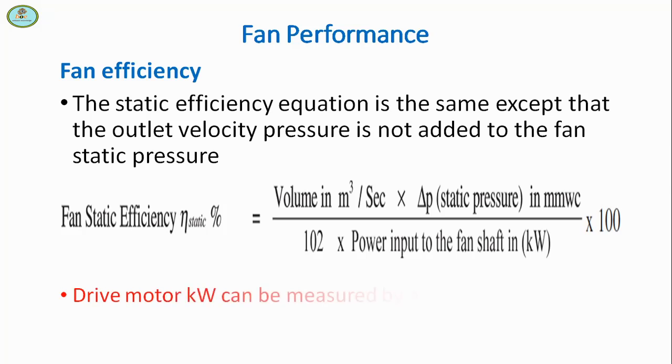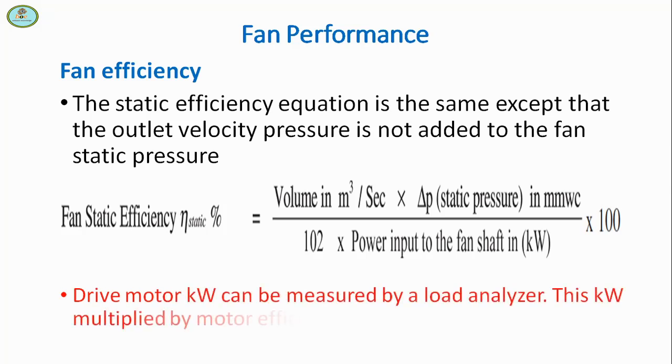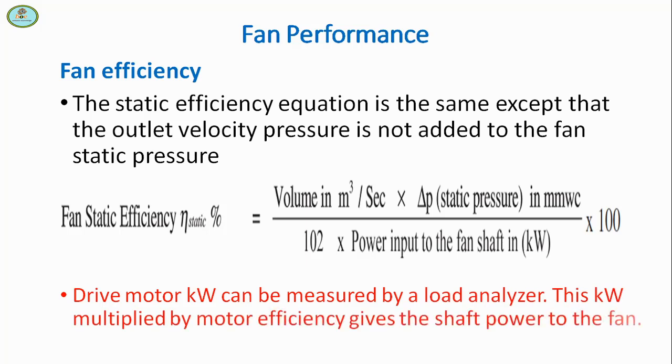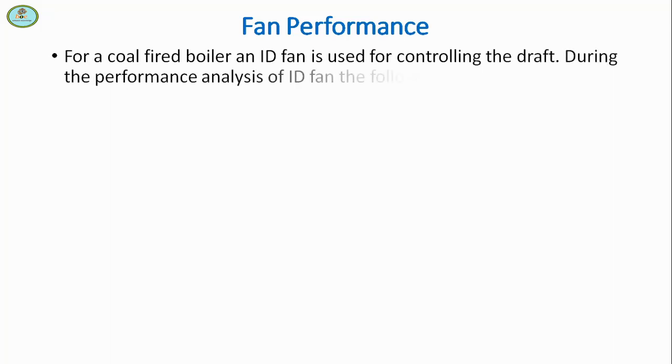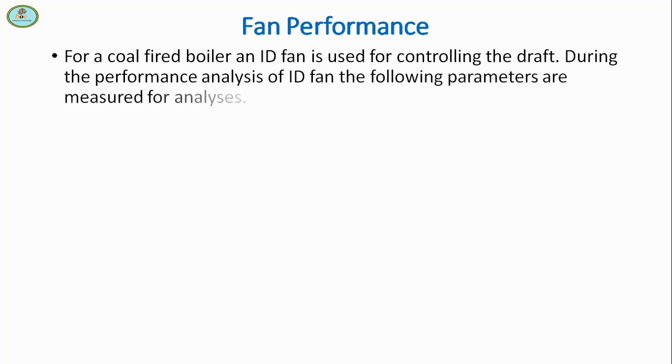Drive motor kilowatt can be measured by a load analyzer. This kilowatt multiplied by motor efficiency gives the shaft power to the fan. For a coal-fired boiler, an ID fan is used for controlling the draft. During the performance analysis of the ID fan, the following parameters are measured for analysis.